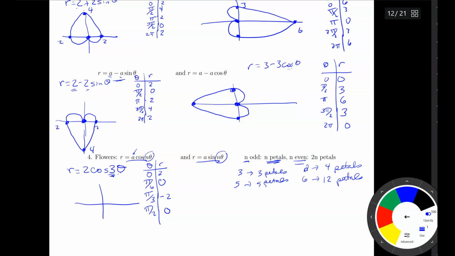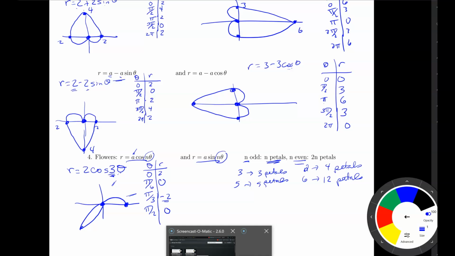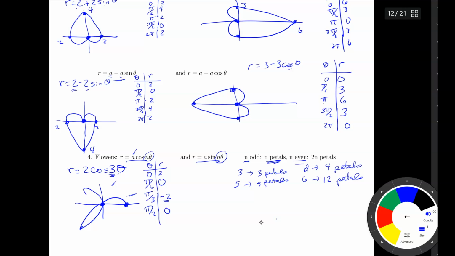So let's see if I can see where the petals are. Angle 0, I'm out here at 2. Angle pi over 6, which I know is about here, I'm back here at 0. So here to here. Angle pi over 3, which I know is up here, I go a distance of -2, so I'm down here. So it looks like that. And angle pi over 2, I'm back at 0 again. Because I know there's 3 petals, I know that it must come up here and must do this.